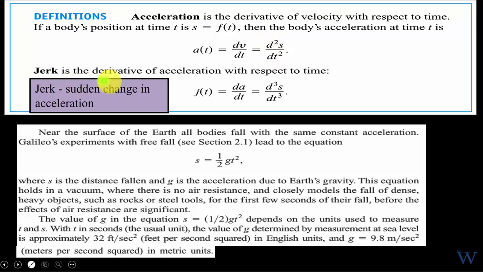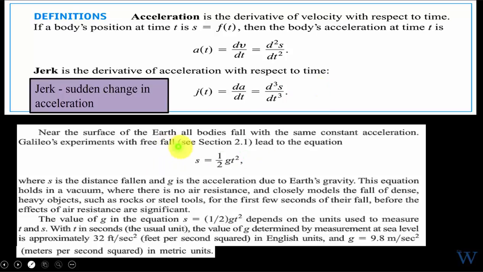Okay, the jerk is the derivative of the acceleration. So it's the sudden change in acceleration, basically, is what the jerk is. So it's the derivative of the acceleration with respect to time. So if you differentiate this once more, you're taking the higher order derivatives, the third derivative of the position function with respect to time. Okay?